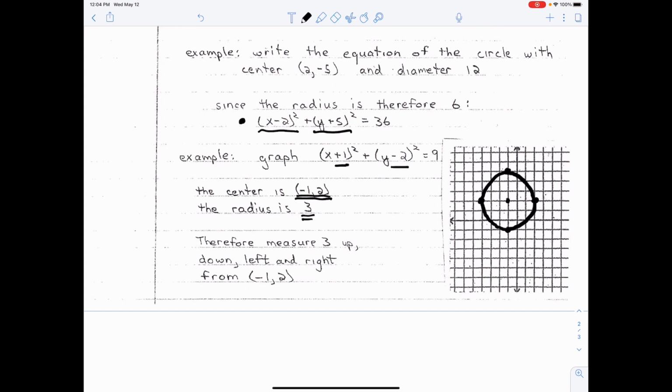Either way is fine, okay? So you can either always graph the basic circle with its center at 0, 0, and then shift it, or you can just put where the center is and then measure the radius from the center. And either way is fine.